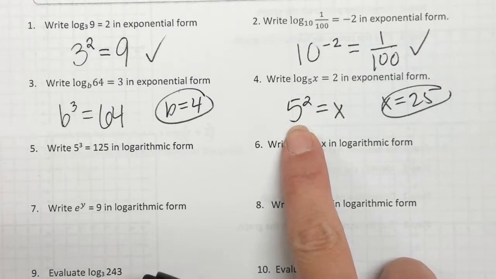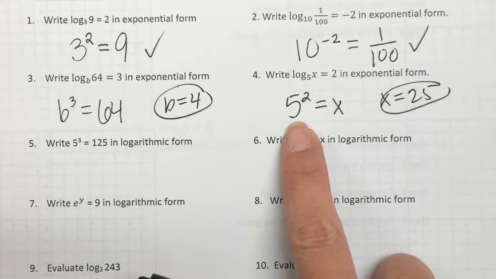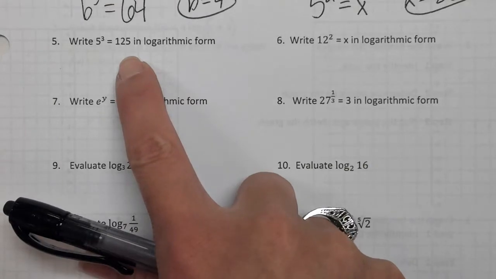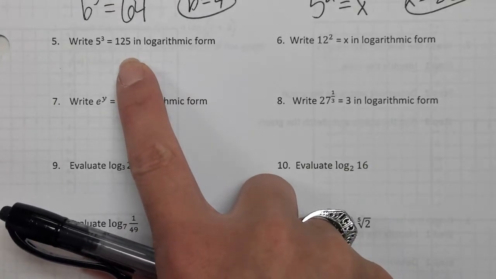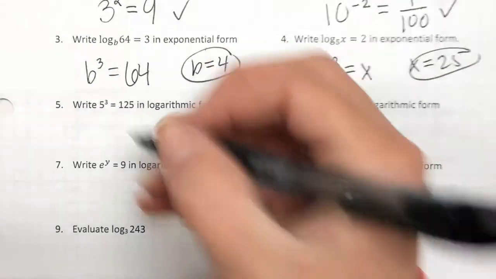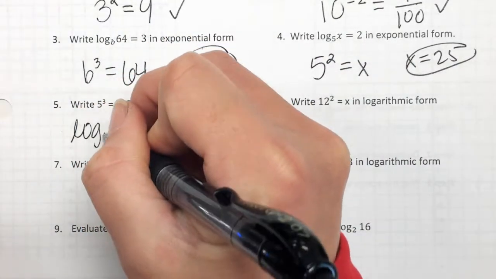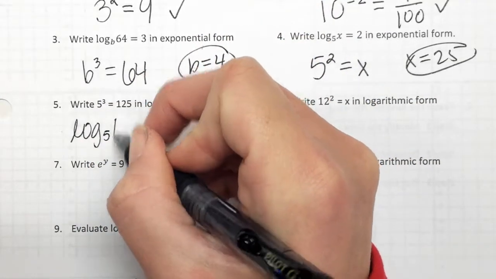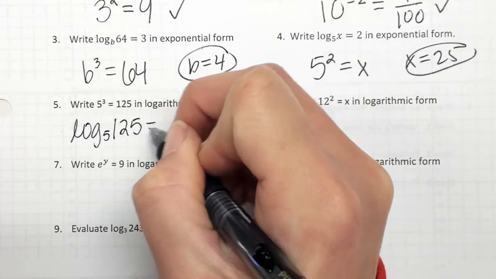So everybody's good with writing logarithms in exponential form? Yes. Okay. Moving on. Now we're going backwards. It's in exponential form. We're going to put it in logarithm form. So remember, the base always goes first. Log of base. So this is going to be log of what? 5. The equals goes next. That's it.